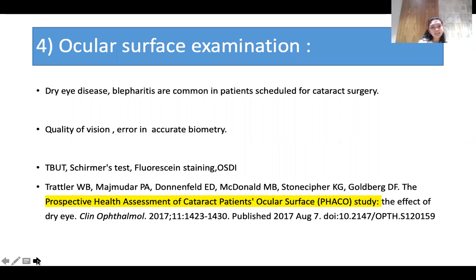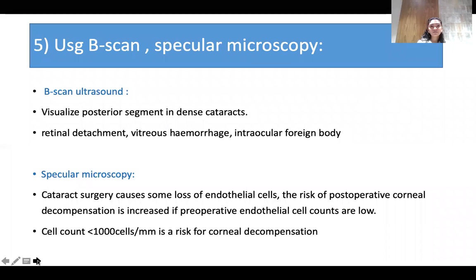So what are the tests that we could do prior to the surgery is a tear breakup time, the Schirmer's test, a fluorescein staining, and an ocular surface disease index score, a questionnaire which could be handed over to the patient. Next slide, sir.